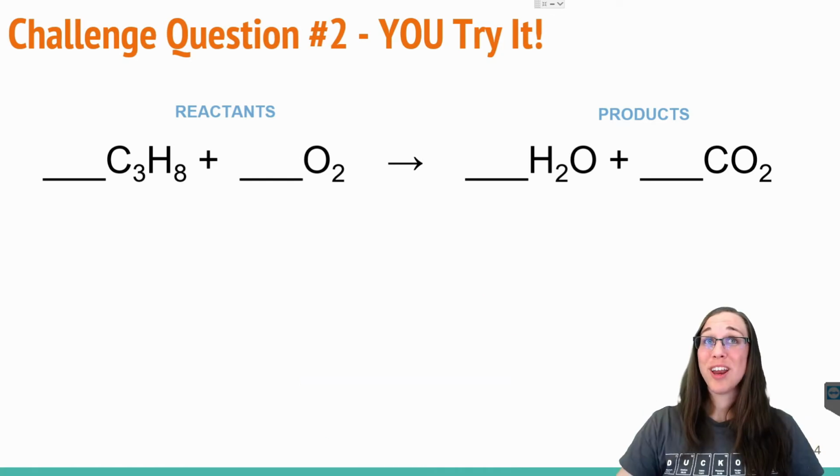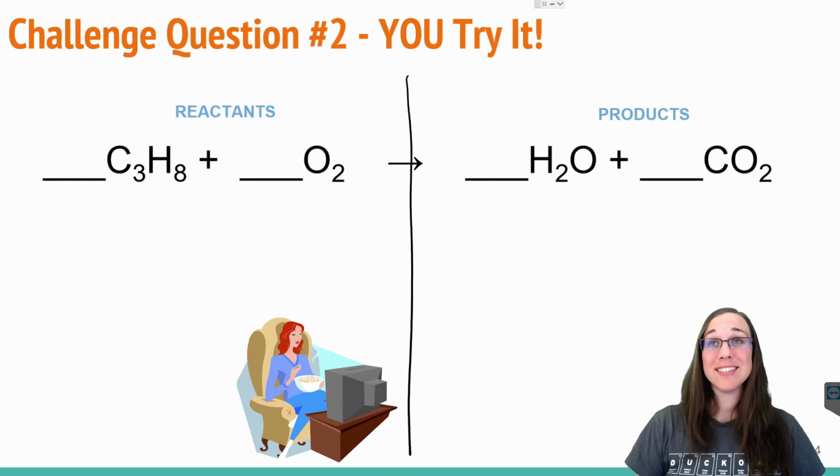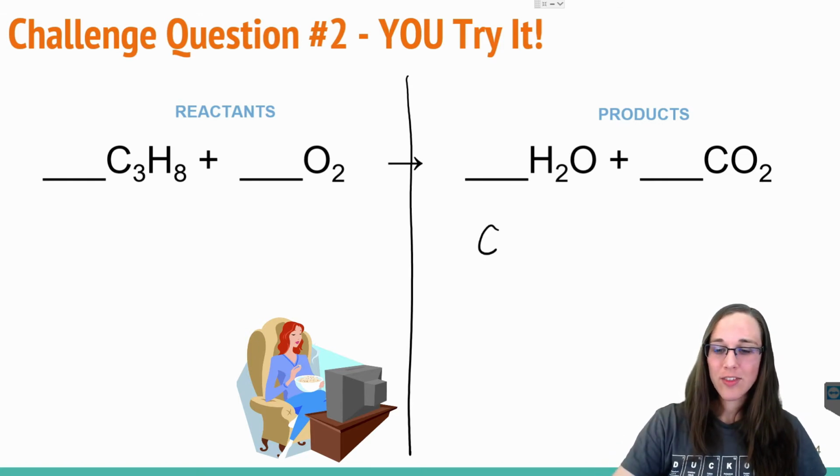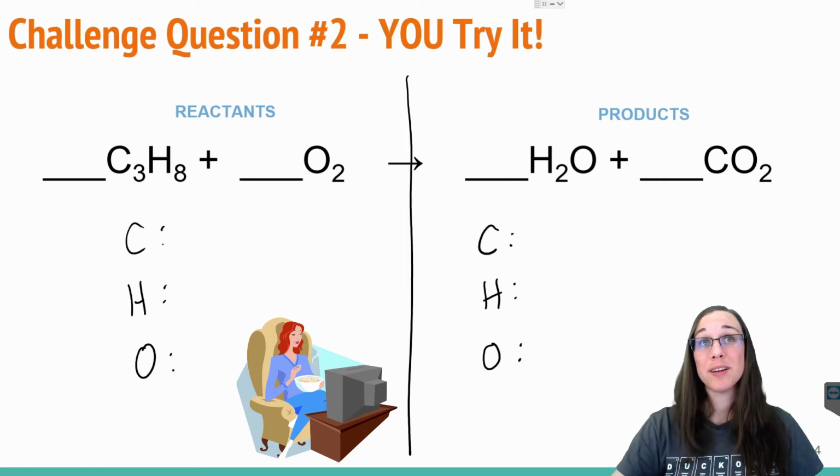All right, want to know if you got it right? Let's try it together. Draw that line through our product and reactant side. Let's list all of the atom types present. We have C, H, and O again, and that's always going to be the case for our combustion reactions. C, H, and O are always present.